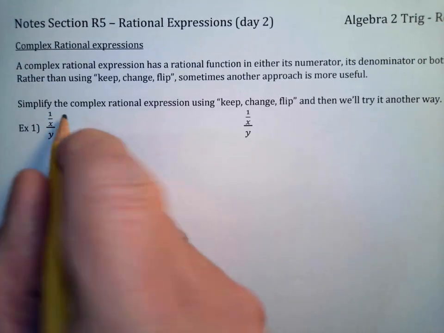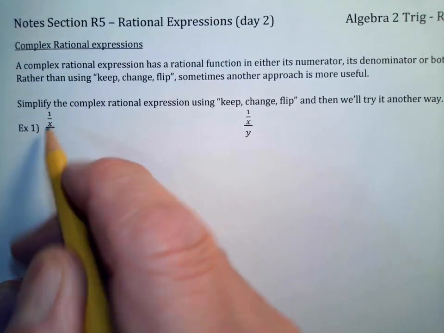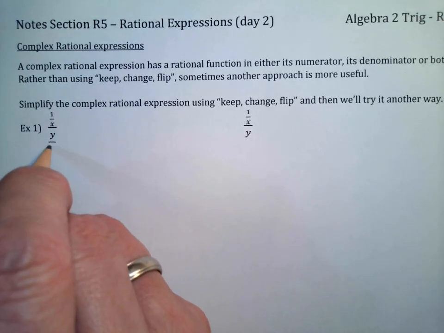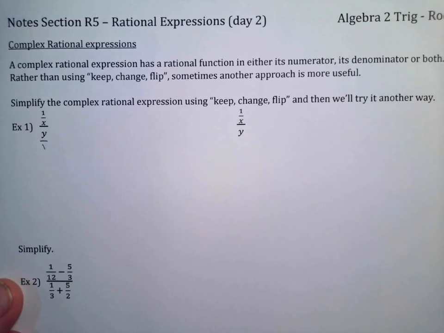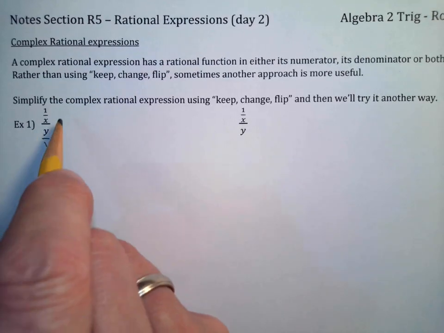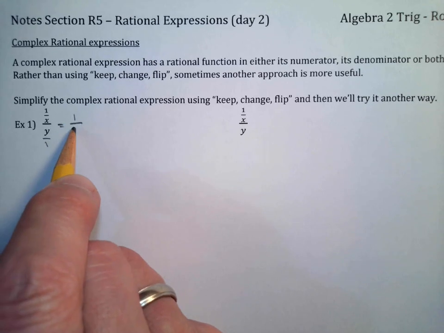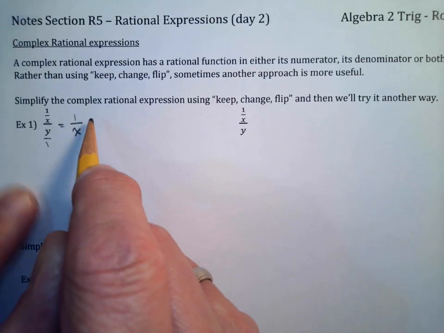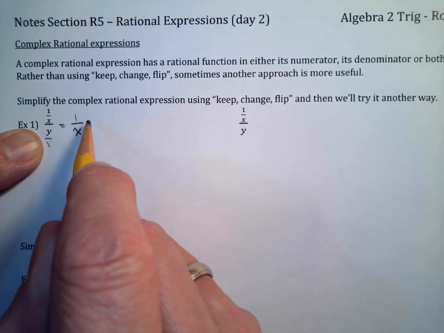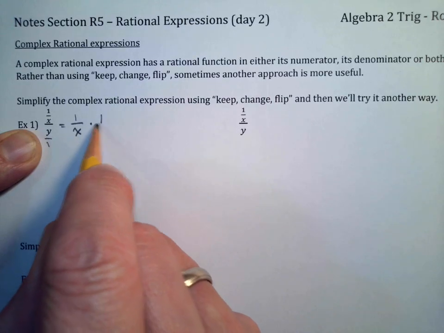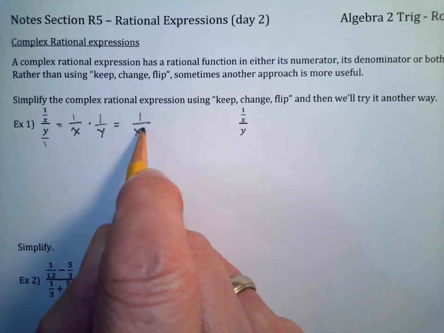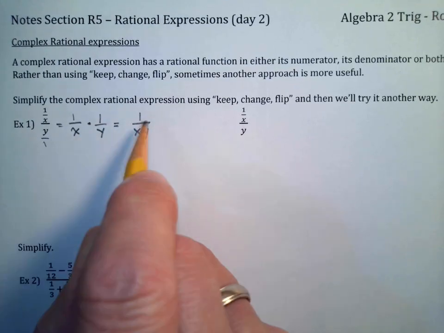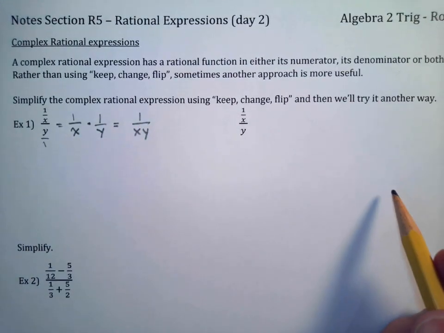All right, so we think of this as 1 over x divided by y, and we want to think of that as y over 1. Now, we can certainly do the whole keep, change, flip thing. I'm going to teach you two different ways of doing this. So I can say this is 1 over x. Instead of dividing by y over 1, I'm going to multiply by the reciprocal 1 over y. And so then this is just 1 over xy. Because we're multiplying, we multiply the tops together and the bottoms together.